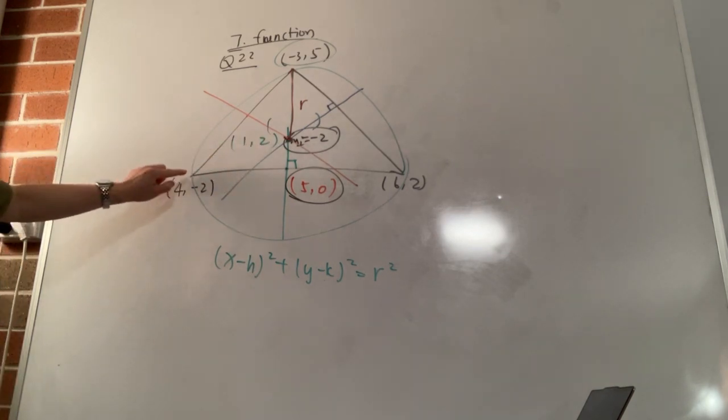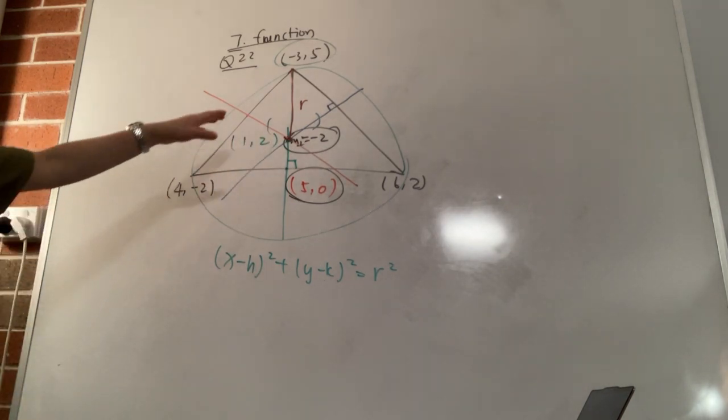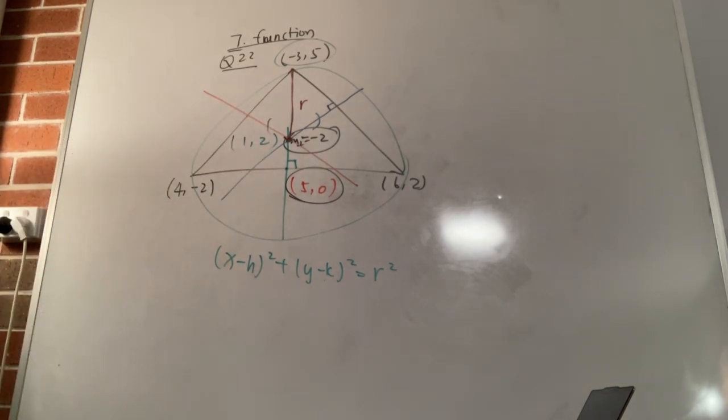Any of the points that you already found out, you have been given one of the points from the center of the circle.